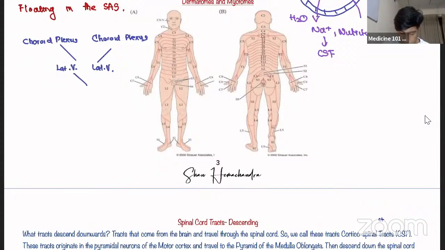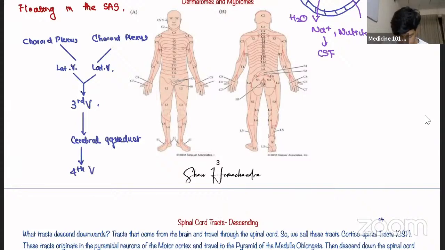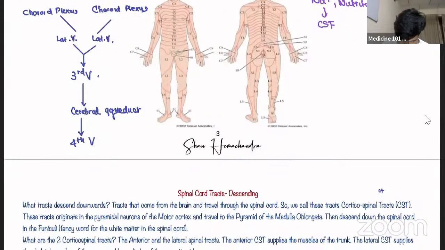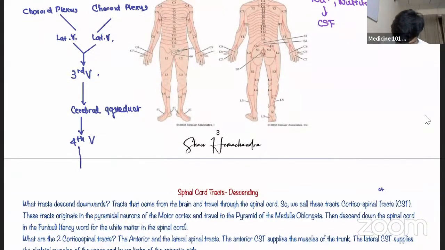That's why I do it like this. And they together will drain to something called the third ventricle. And the third ventricle will drain into something called the cerebral aqueduct, which will drain into the fourth ventricle.